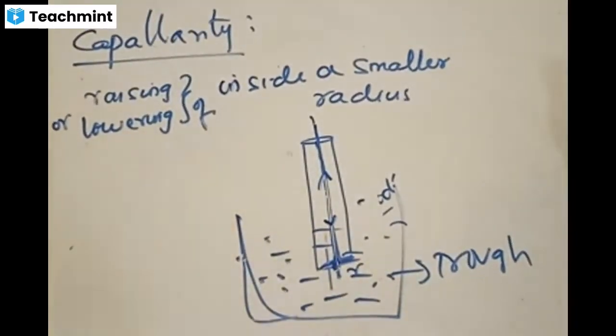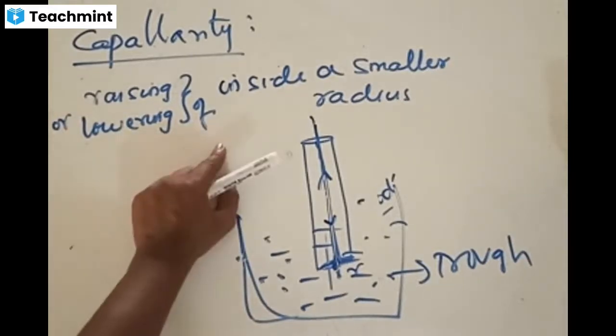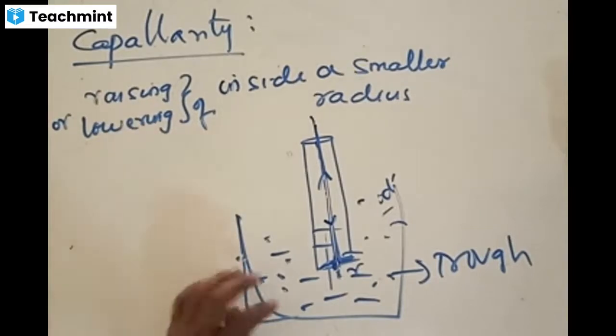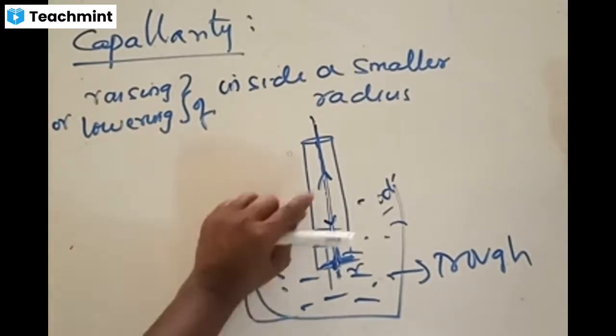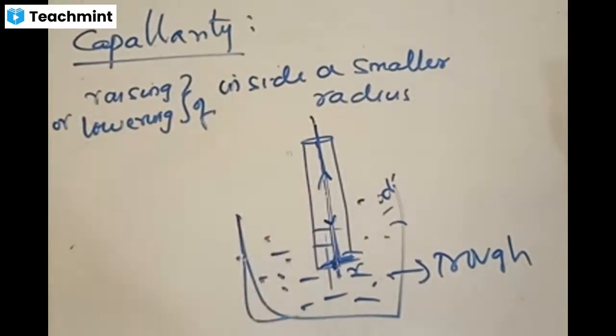What is capillarity? Capillarity is a phenomenon of rising or lowering of a liquid. This rising or lowering has to take place in a smaller radius, in the form of the capillary tube. This phenomenon of rising or lowering is called capillarity. Right? Now you have a formula to determine how much it rises.